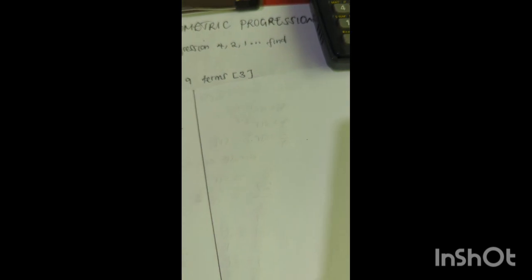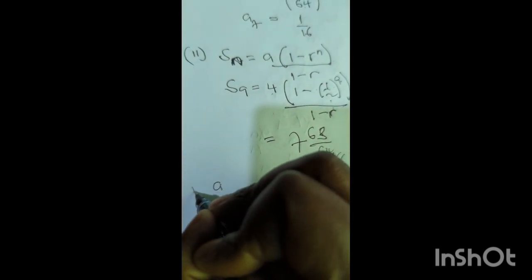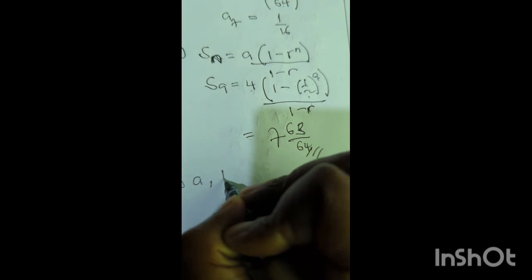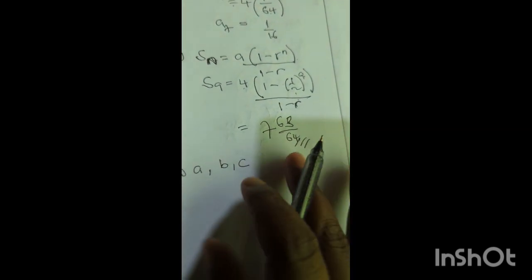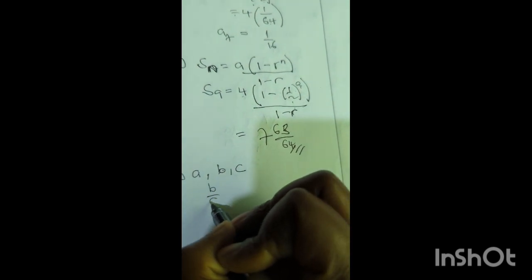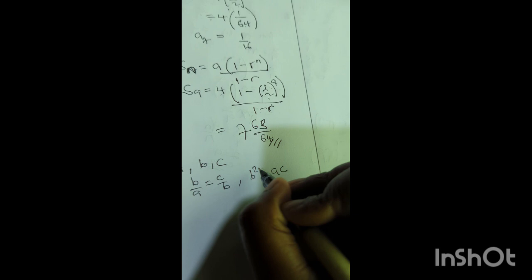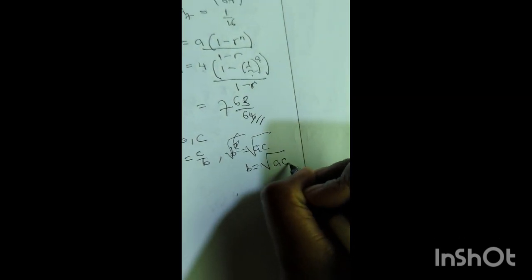The next question is: find the geometric mean of 196 and 15,625. To find the geometric mean of two numbers, you don't need to panic. This is question 3. If you have three numbers A, B, and C, and you want to find the geometric mean B, we say B over A is equal to C over B. When we cross multiply, this gives us B squared is equal to AC. To get B, you find the square root on both sides. So B is equal to the square root of the product of A and C.